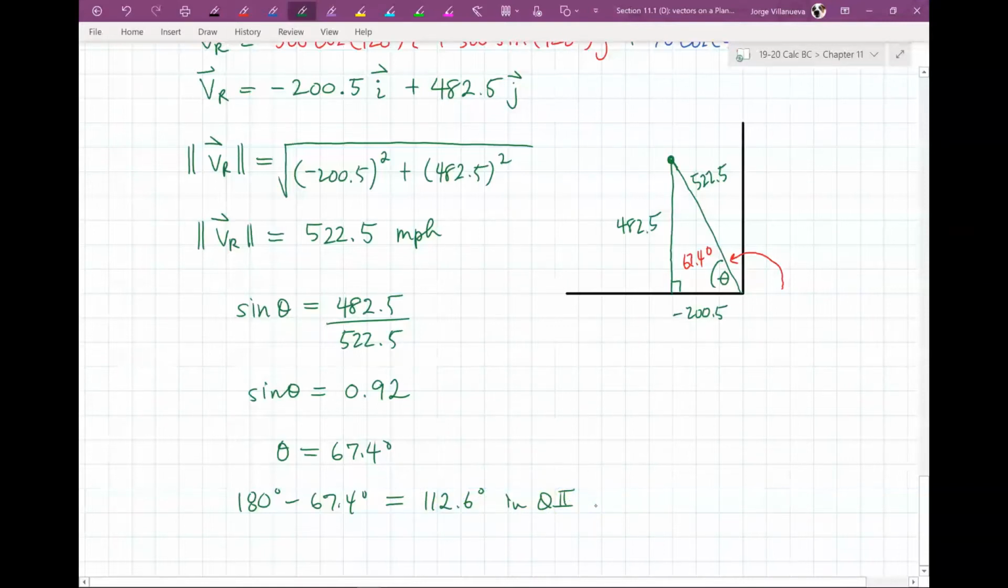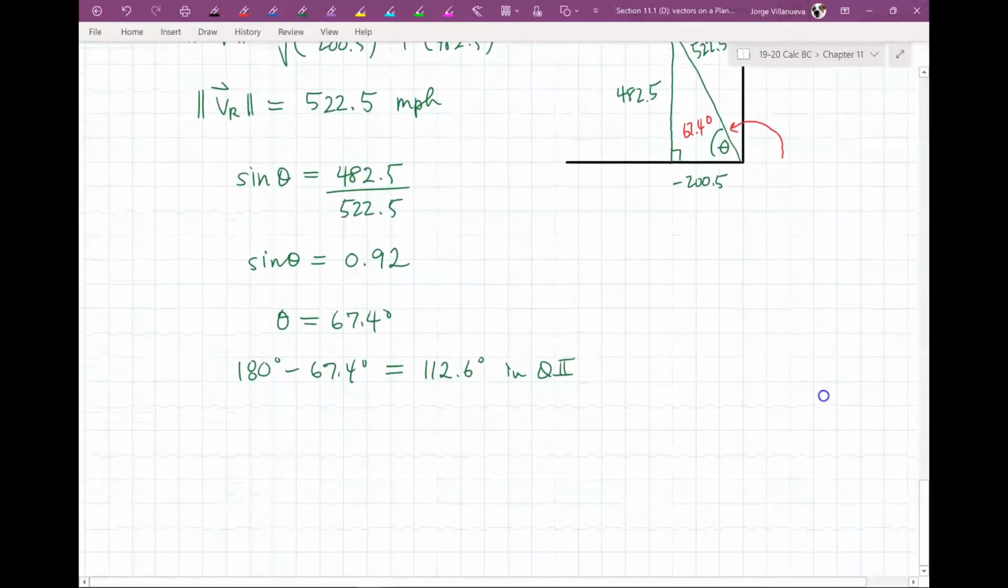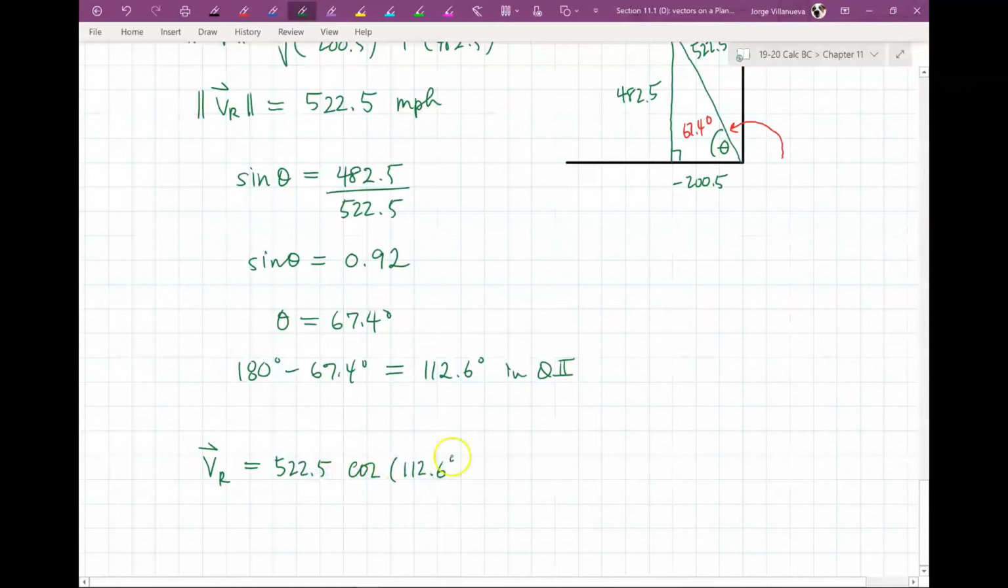That's my actual solution. So they want us to write the resultant speed and direction. Okay, so now I get to do that. I know the magnitude, I know the direction, so here we go. The resultant vector is 522.5 cosine of 112.6 degrees i plus 522.5 sine of 112.6 degrees j. And that's what they want us to figure out.